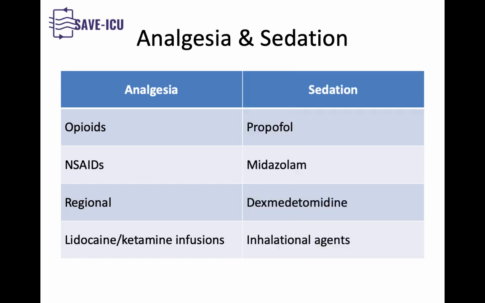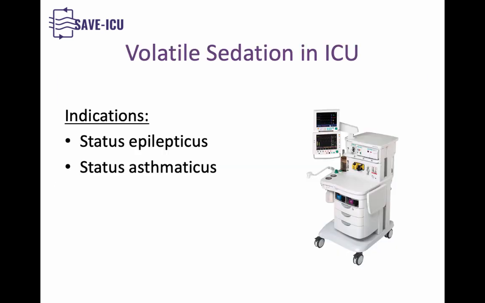cases. For sedation, on the other hand, our options include propofol, midazolam, dexmedetomidine, but I also want us to add to our armamentarium in the ICU the option of using inhalational agents or volatile agents for sedation as well. The classic indications of using volatiles in the ICU have been mainly in cases of really refractory status epilepticus, when all the other anti-seizure medications appear to be failing, and also in really refractory cases of asthma, when all other lines of treatment or bronchodilators are failing.